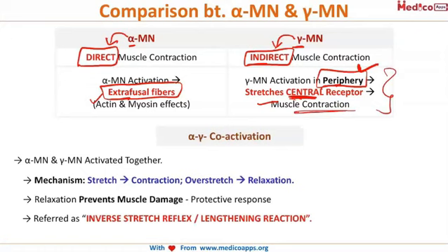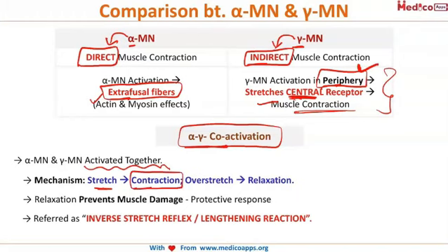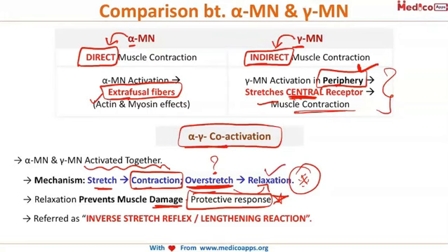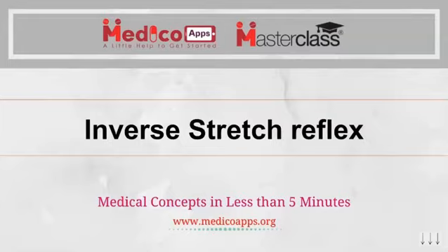Now let's look at this concept of alpha gamma co-activation. As the name suggests, they are activated together. What is the mechanism here? When there is a stretch, we know that there is contraction. Now the concept you have to understand is what happens when there is an overstretch. When there is an overstretch, instead of contracting further, the muscle goes into relaxation. This is very, very important. This relaxation is important because it prevents muscle damage. Hence, it is a protective response. This overstretch causing relaxation is a protective response, and it is famously known as the inverse stretch reflex or the lengthening reaction.